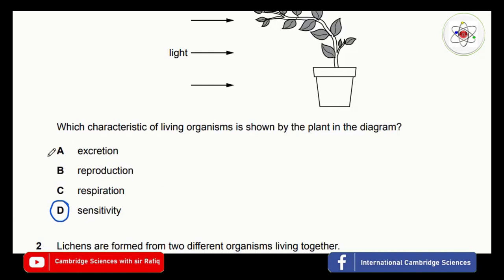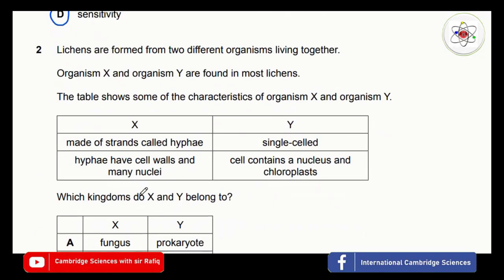The plant senses the stimulant and it responds, right? So it cannot be excretion, because excretion is just expelling out of waste, and reproduction is the characteristic of living organisms when they produce offspring, right? Respiration is a biochemical process in which energy is produced. Moving on to question number 2.